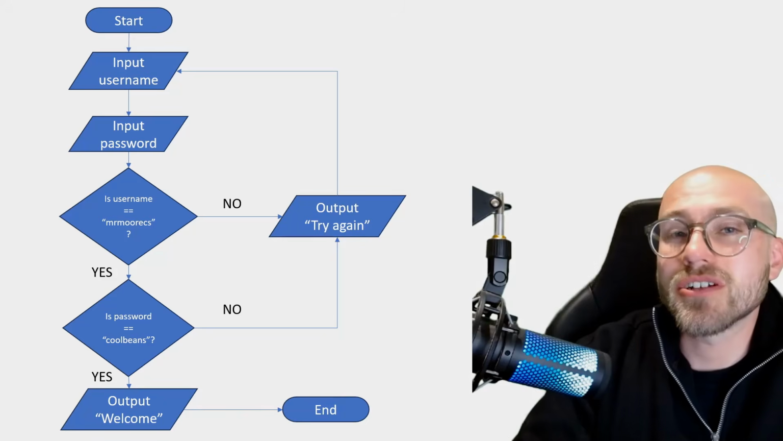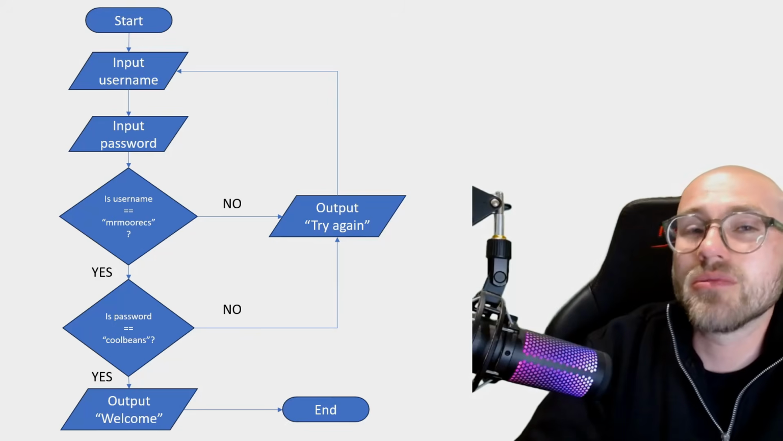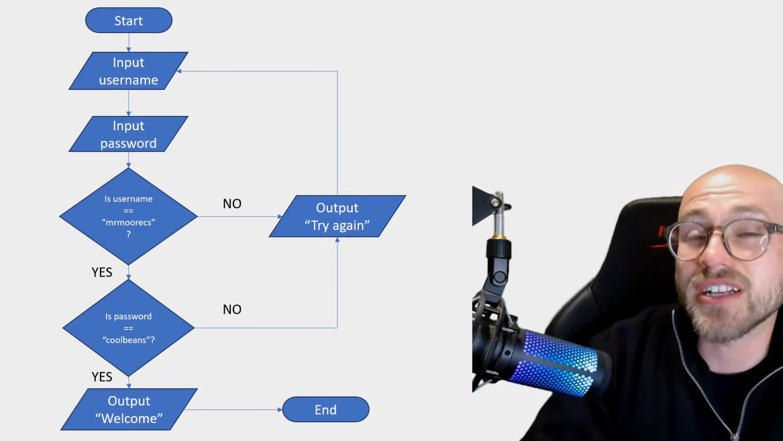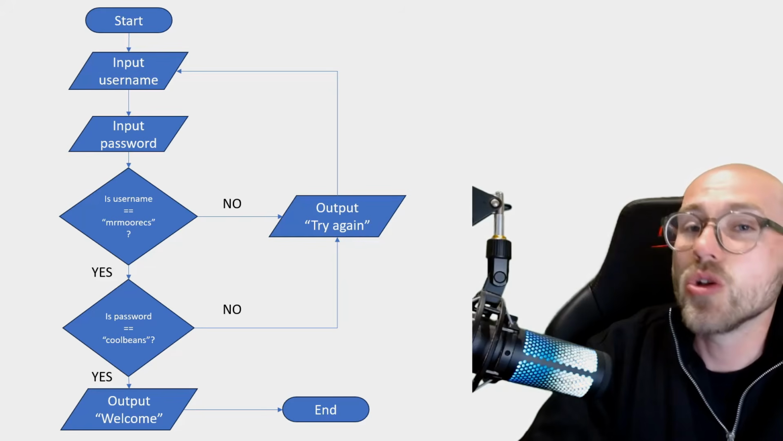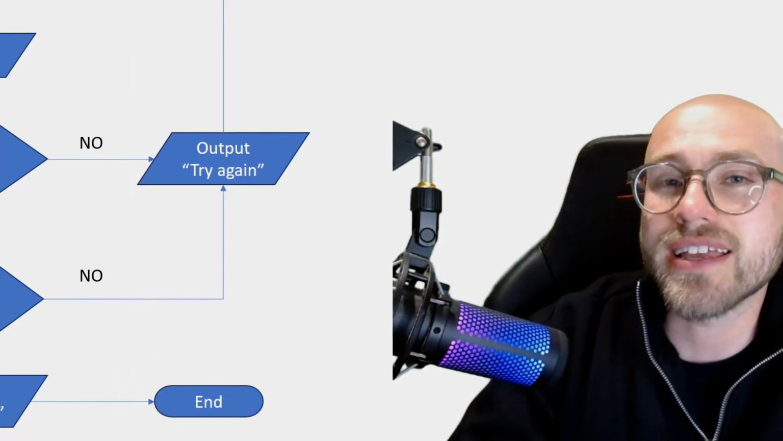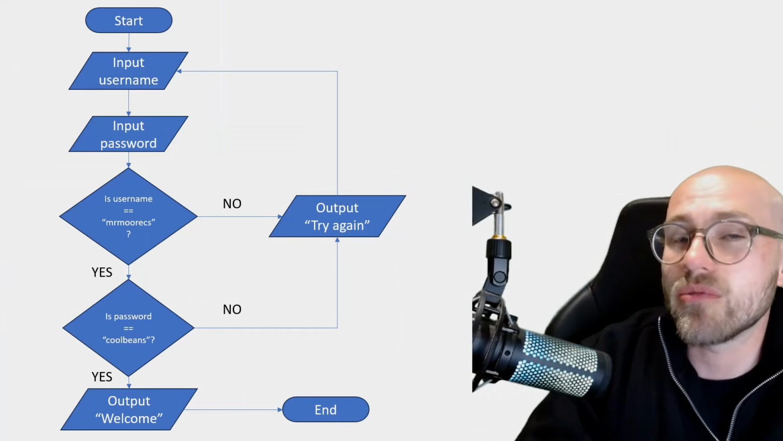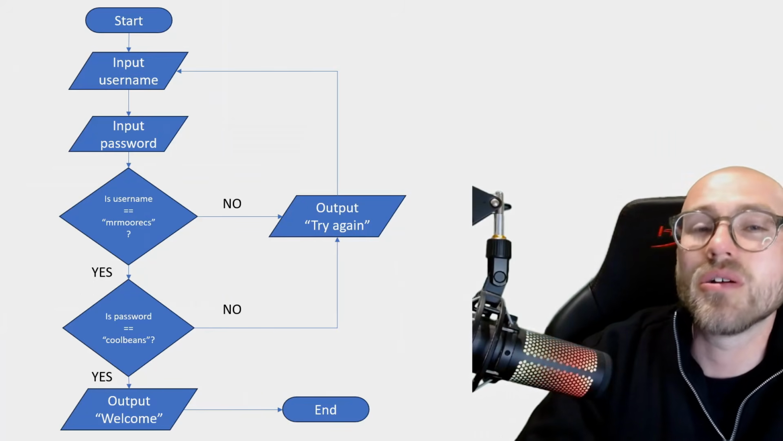But if the username is correct, then we're going to move on to our decision symbol, which is going to check the password now, asking the same kind of question, is the password equal to cool beans? If the answer is no, it's going to output the message, try again, and just go back to the beginning. But if the answer is yes, it will display a nice welcome message saying output welcome.